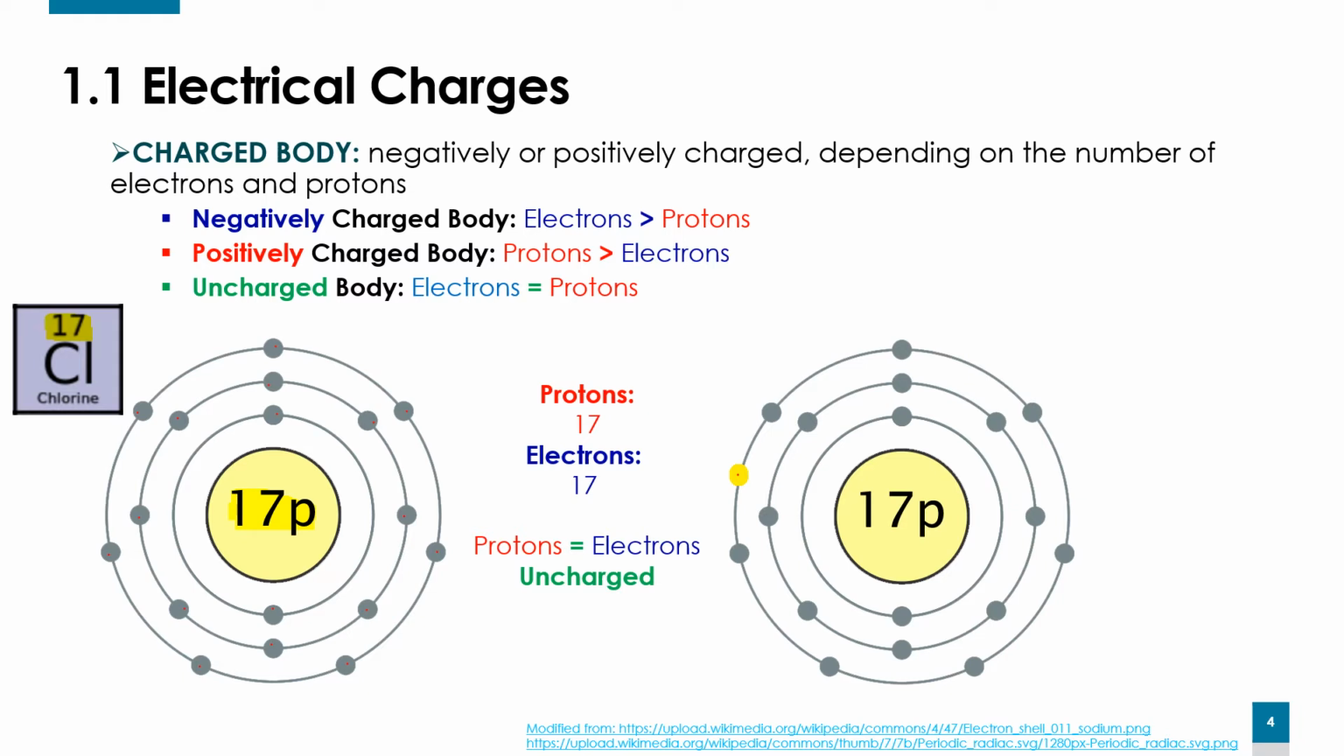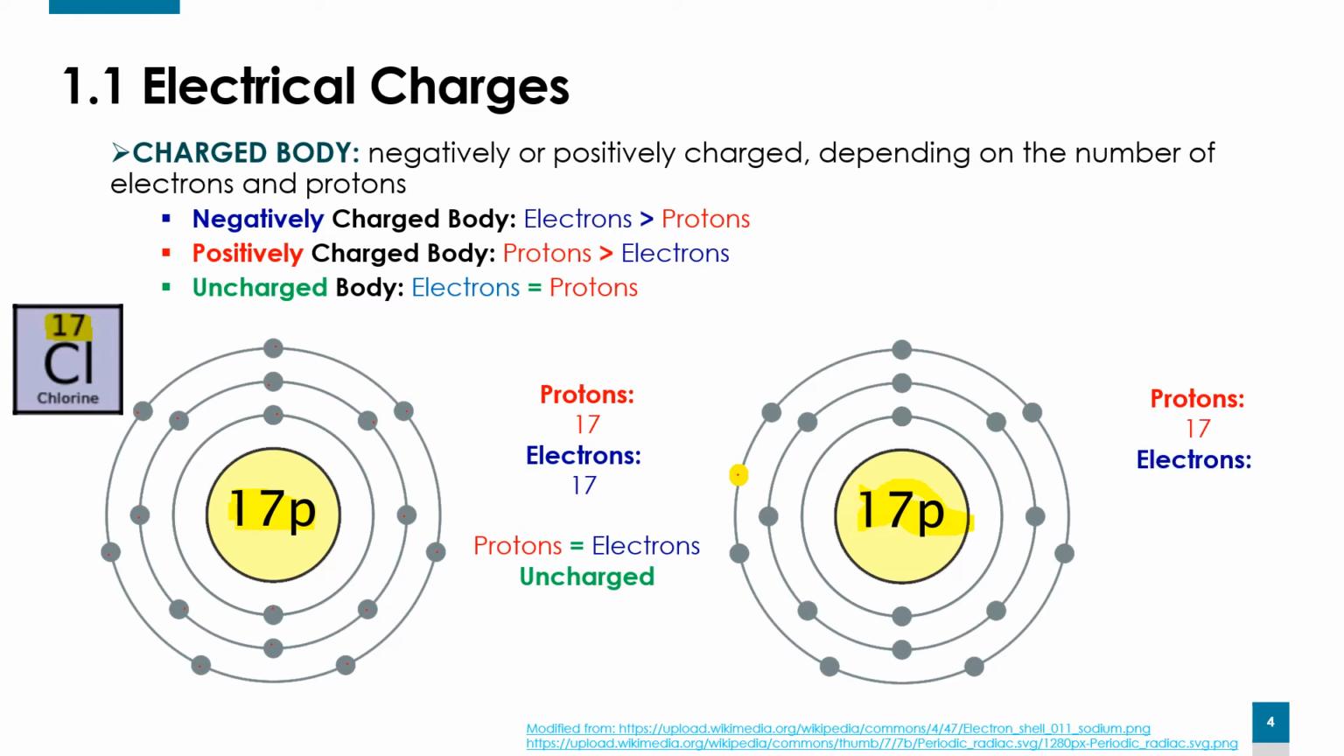Okay, so now it gets 1. Is there something that changed in the nucleus? No. I didn't change anything at all in the nucleus. So how many protons do I have now? I continue to have 17. I didn't lose any protons. I just got electrons.